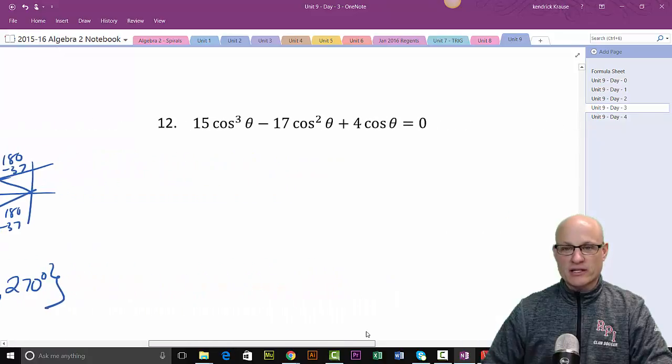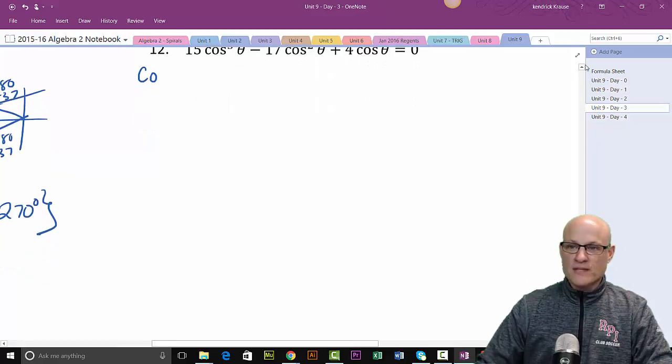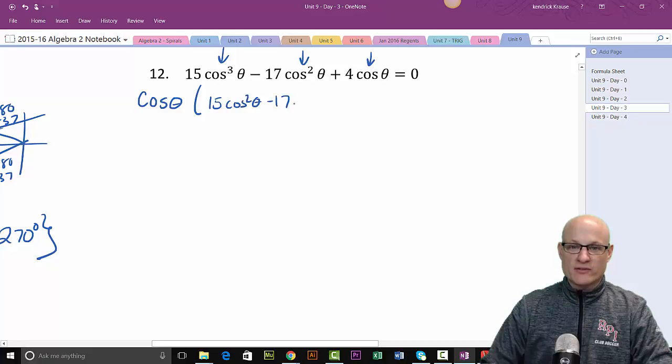Oh my goodness, this has got a GCF. Got to take out the cosine. Ooh, we're going to get lots of stuff here. Let me move down. We might need more room on this one. So we're going to take out a cosine theta, and I'm left with 15 cosine squared theta minus 17 cosine theta plus 4 equals 0. And there's a real high probability this is going to be 5 cosine theta.